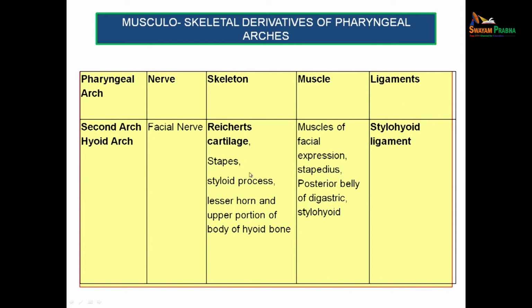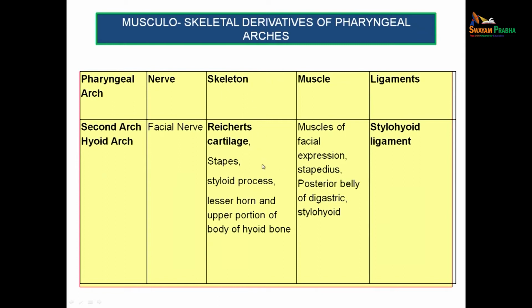The interesting fact here is you can see that all the words start with a particular letter known as S. Here you can make the lesser horn the small horn of the hyoid bone. You can make the upper portion the superior portion of the hyoid bone. So if you just convert these two words, then you can say that all the words have a letter in common, that is S. So the second arch is also starting with S.